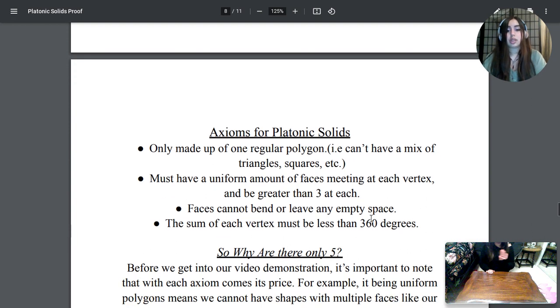So we're going to get into some of the axioms of the Platonic solids. These are just general rules that all Platonic solids have to follow in order to be considered a Platonic solid. So first one is that they're only made up of one regular polygon, so they can't have a mixture of triangles, squares, pentagons, etc. And they must have a uniform amount of faces meeting at each vertex, and it has to be greater than 3. So you can't have a mixture of maybe 4 faces at one point and then 3 faces at another. And as I stated before, these faces cannot bend or leave any empty space, and the sum of the angles at each vertex must be less than 360 degrees.